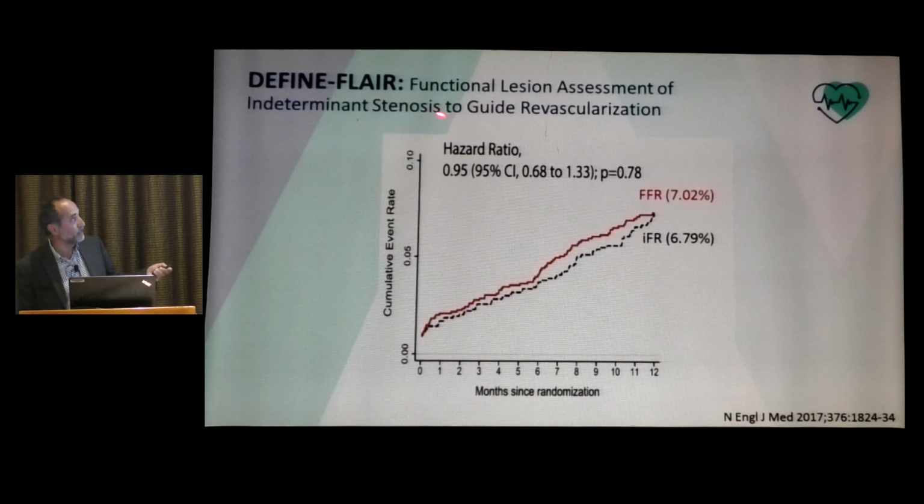And the DEFINE-FLAIR study, which was also reported not too long ago, last year, looked at patients who were assessed with iFR and FFR, and when they looked at 12 months after randomization at the event rate, it was identical. So whether you assess your patient with FFR or iFR, at the end of 1 year in DEFINE-FLAIR, the event rate was the same.